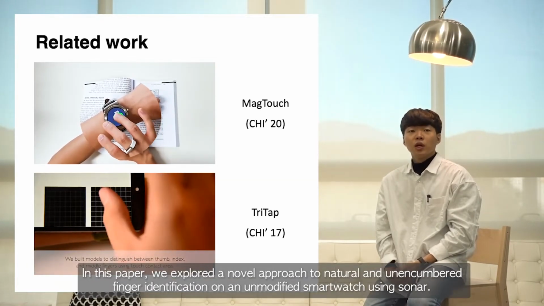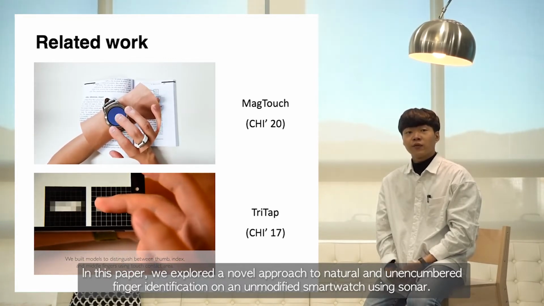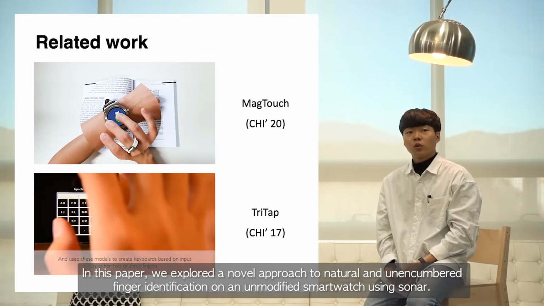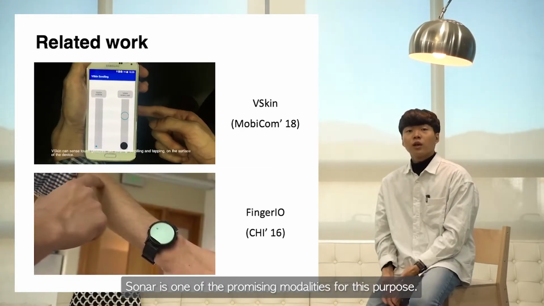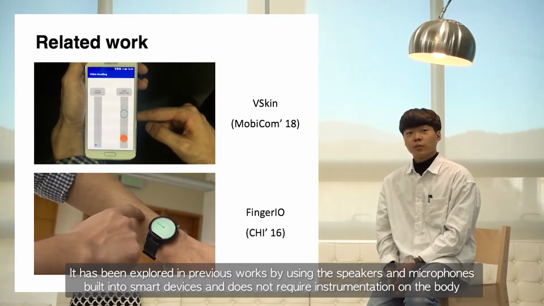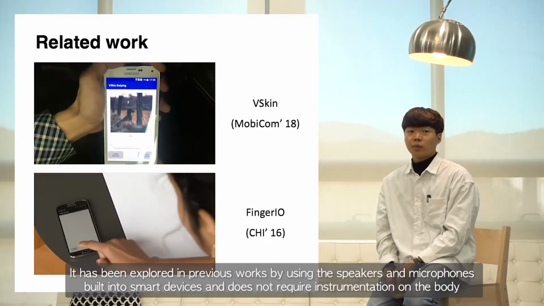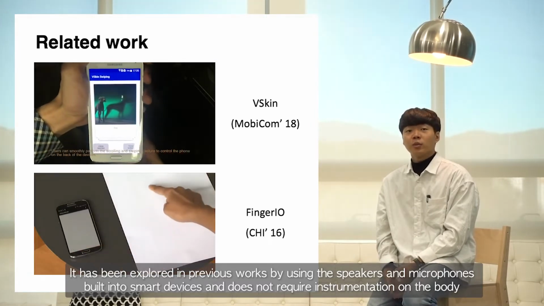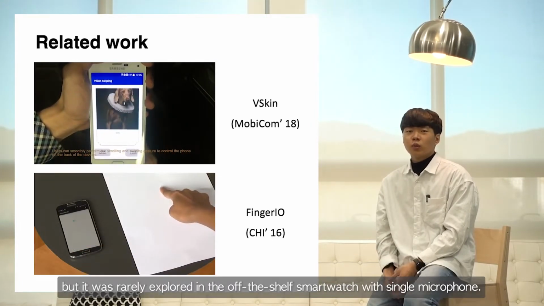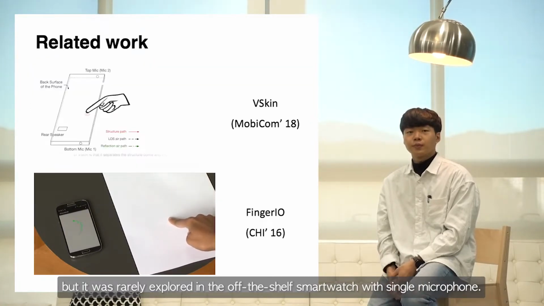In this paper, we explored a novel approach to natural and unencumbered finger identification on an unmodified smartwatch using sonar. Sonar is one of the promising modalities for this purpose. It has been explored in previous works by using the speakers and microphones built into smart devices and does not require instrumentation on the body. But it was rarely explored in the off-the-shelf smartwatch with a single microphone.